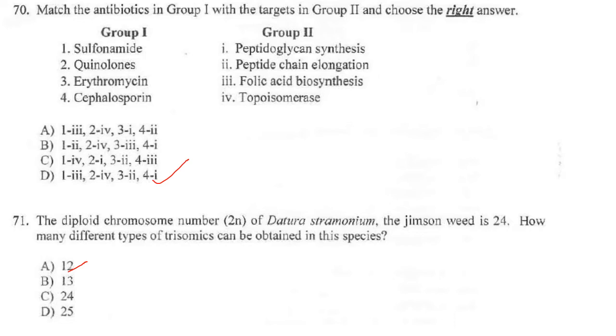Then the diploid chromosome number of Datura stramonium, the Jimson weed, is 24. How many different types of trisomics can be obtained in this species? The haploid chromosome number is 12. So 12 different types of trisomics can be obtained in this species. Answer is option A.